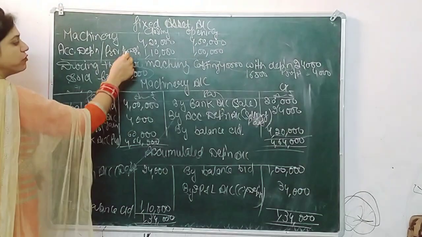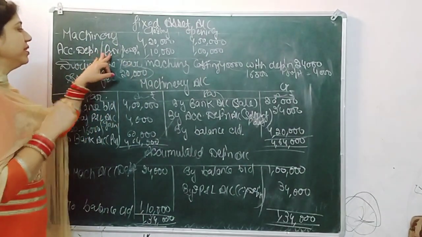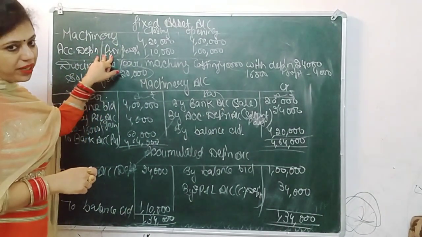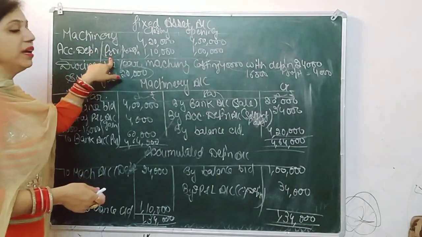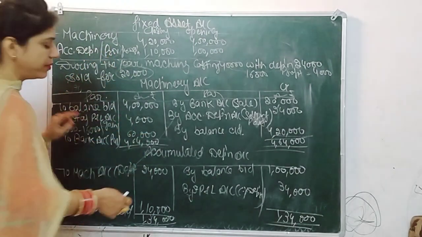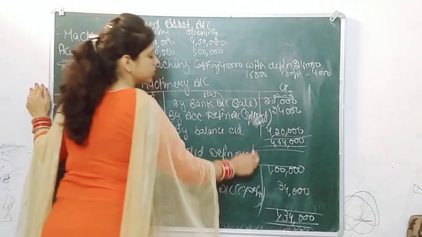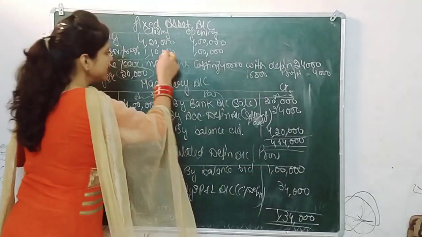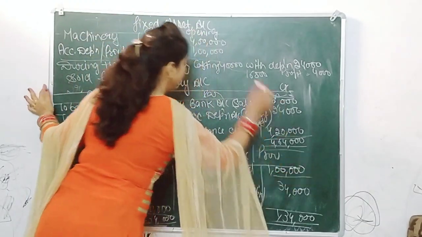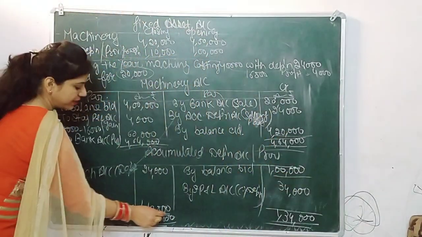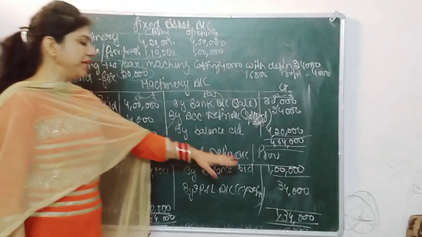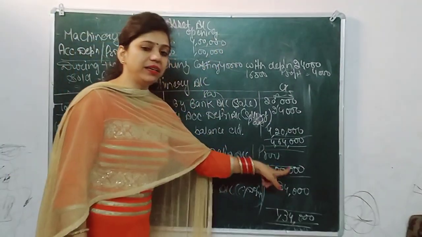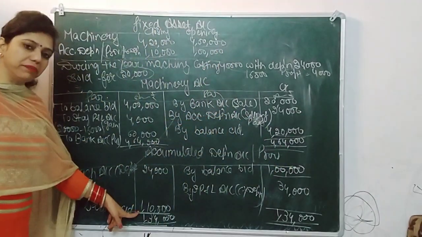Similarly, because the word provision is there, it is like a liability, so it should start from the credit side. So for accumulated depreciation or provision for depreciation, opening balance is 1 lakh and closing balance is 1,10,000. Because we start from the credit side, the opening balance is on the credit side and the closing balance is on the debit side.